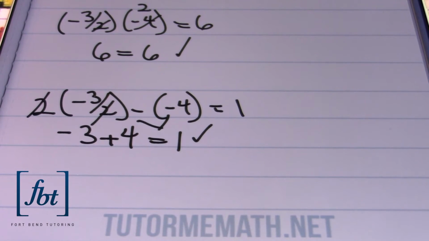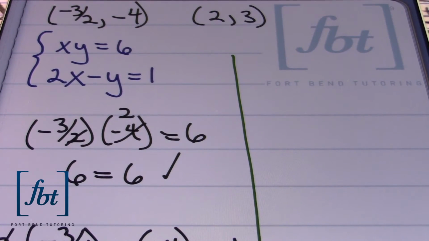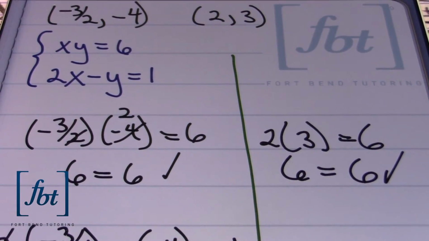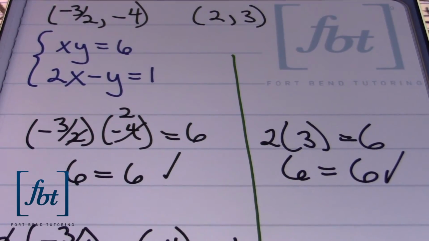Exciting. So now let's plug in the values for my second potential point of intersection. All right, so testing 2, 3 in the first equation. 2 times 3, does this equal 6? Yeah, it does. It works. You see it right there.